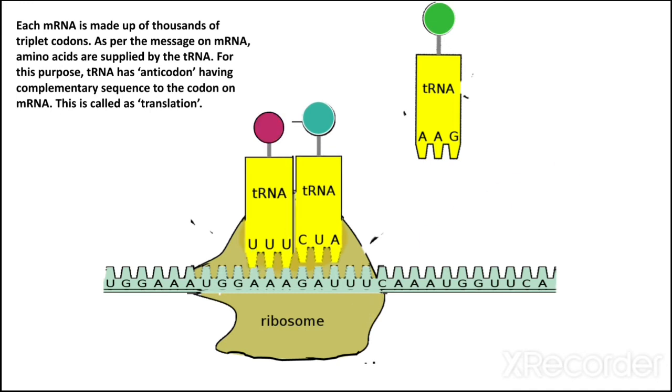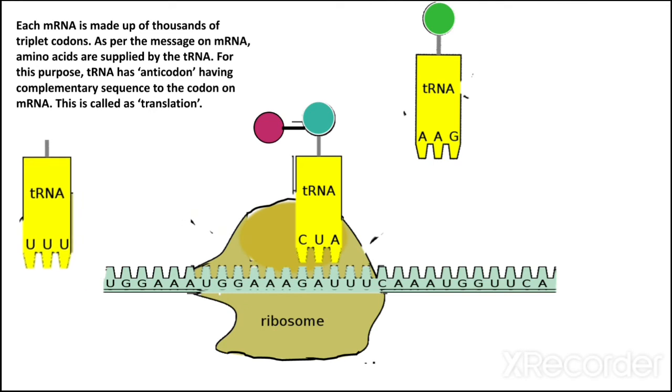Now when these two tRNAs are attached here and these two amino acids come close to each other, there will be a formation of a peptide bond. So here there is a peptide bond which forms between these two amino acids. As soon as the peptide bond forms, this tRNA will leave. Then the ribosome will move ahead and the next tRNA will come and attach here.